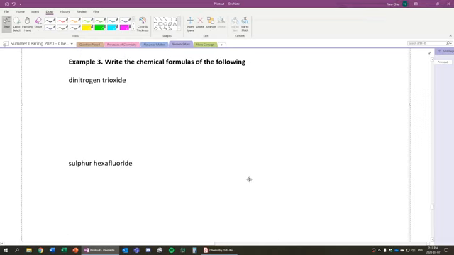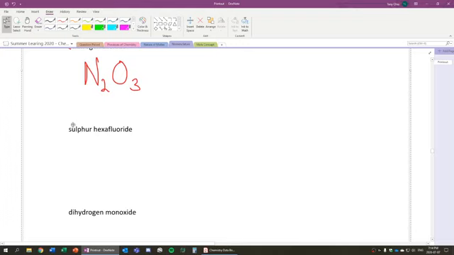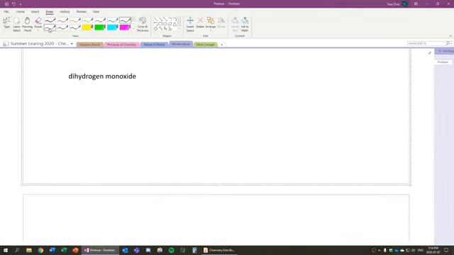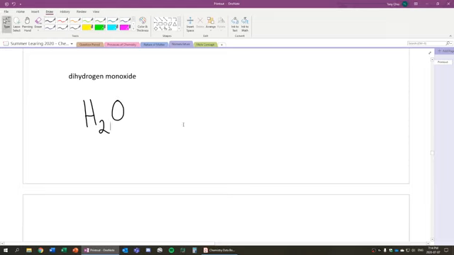So let's take a look, okay? Dinitrogen trioxide. Di is 2, which means we have 2 nitrogens, subscript N2. Trioxide, oxygen. How many oxygens? 3. So we have 3 oxygens as a subscript. That's N2O3. Okay, sulfur hexafluoride. What's going on here? How come sulfur has no prefix? Well, it's because whenever the first element is only 1, we don't need to put mono in front of it. We can just leave it as sulfur. So in this case, sulfur is just 1. Hexa is 6, 6 fluorines. SF6. The last one is dihydrogen monoxide. Di is 2, so we have 2 hydrogens. Monoxide, 1 oxygen, H2O. Okay.